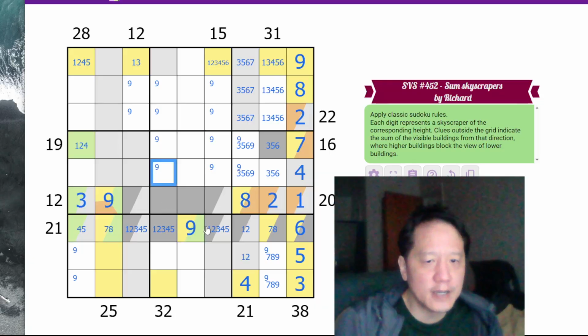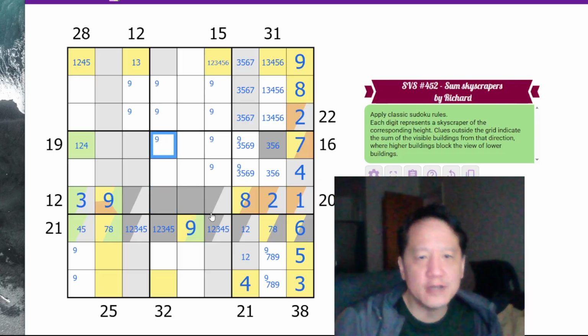Can the 9 actually be here? I don't think so, right? If this is 9, it would see all 4 of these digits. But this is at most 5. So this would be 3, 4, 5, 8, 9 at most. And 3, 4, 5 adds up to 12. Plus 8 is 20. Plus 9 is 29. So not high enough. So this cannot be 9.